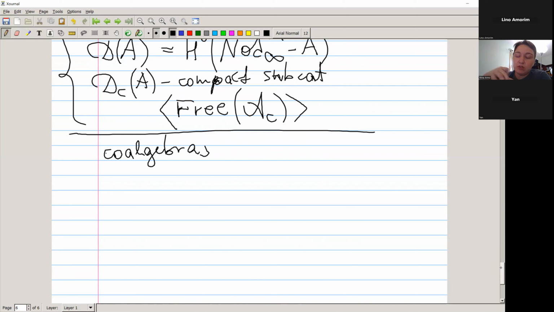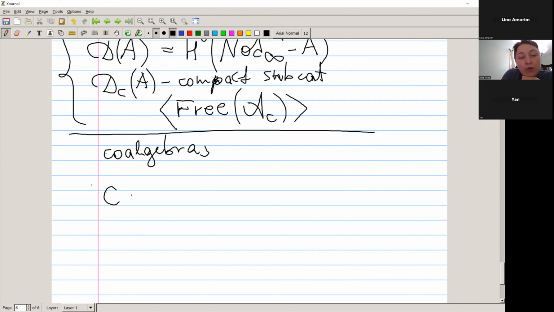So those, and then for which this derived category will be equivalent to the category of modules over adjoint algebra. So these are coalgebras. For these coalgebras, first of all, how do we define a coalgebra?